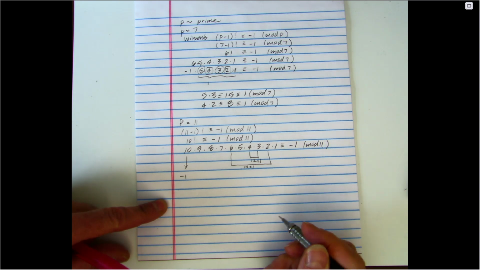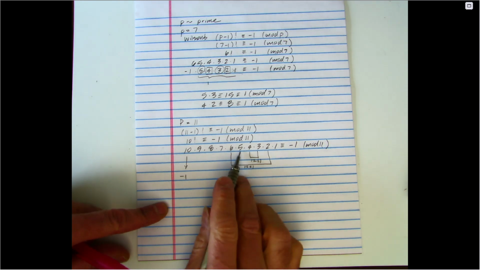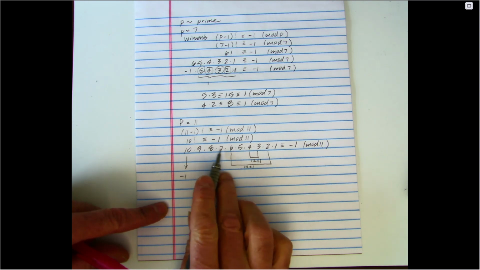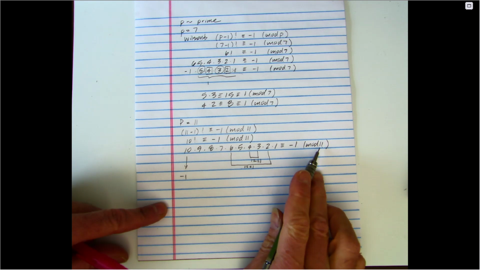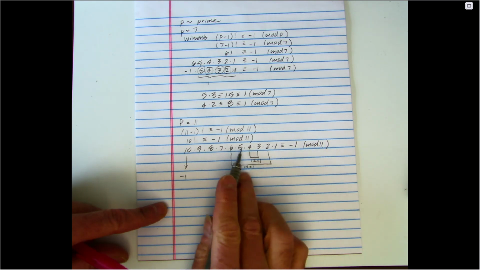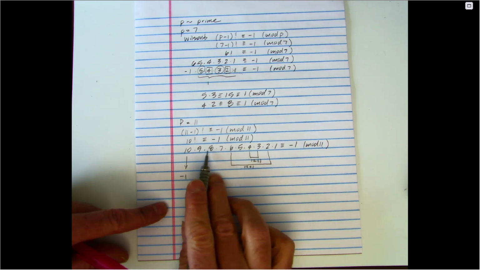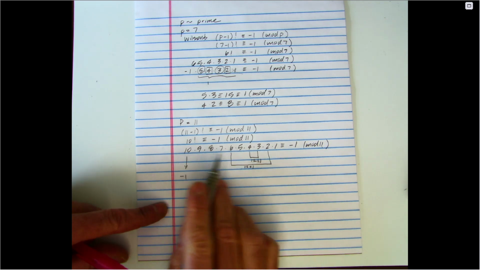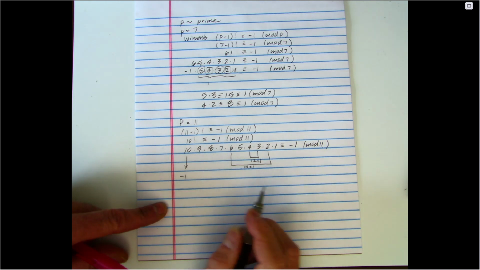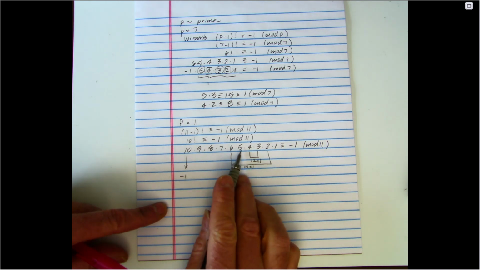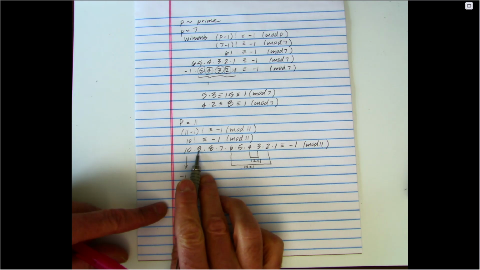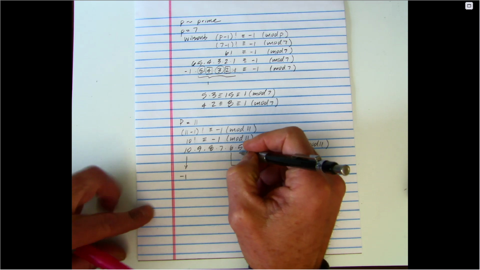Let's see, what would go next? Let's try to figure out what 5 pairs with. Could 5 pair with 7? If 5 pairs with 7, we get 35, which is not one away from a multiple of 11. If 5 pairs with 8, we get 40, which is not one away from a multiple of 11. I guess 44 would be the closest, or 33. What about 5 with 9? 5 times 9, that's 45, which is one away from a multiple of 11. So those two pair up.